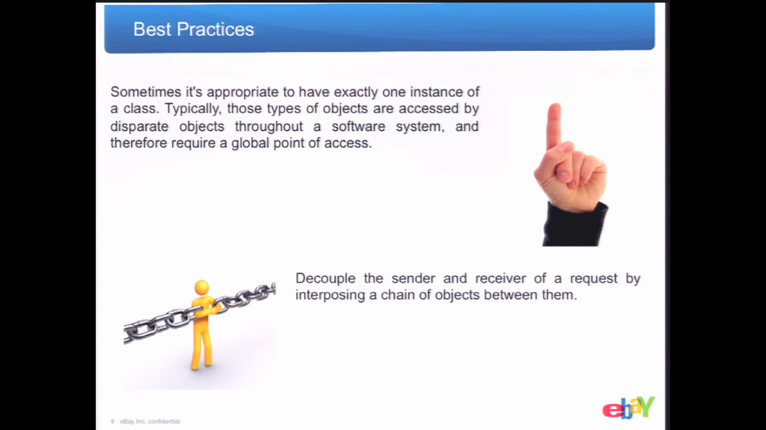So talking about the very first thing. If we look at all these instantiations, a request comes in and lots of objects are initialized, right? It is appropriate to have only one instance of a class, and typically these are objects accessed by disparate objects in a system and therefore require a global point of access. In our context, tracking is one of those objects required by everybody. We want all these requests to log the tracking data using this singleton. So we do use the singleton pattern.